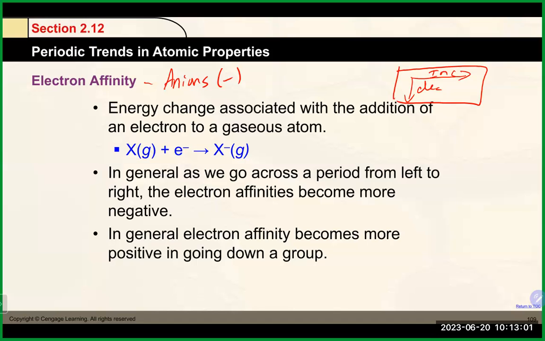So as we go up and to the right, those are guys that typically like to gain electrons, right? So they're able to gain electrons. As you go left and down on the periodic table, those are guys that typically do not gain electrons.